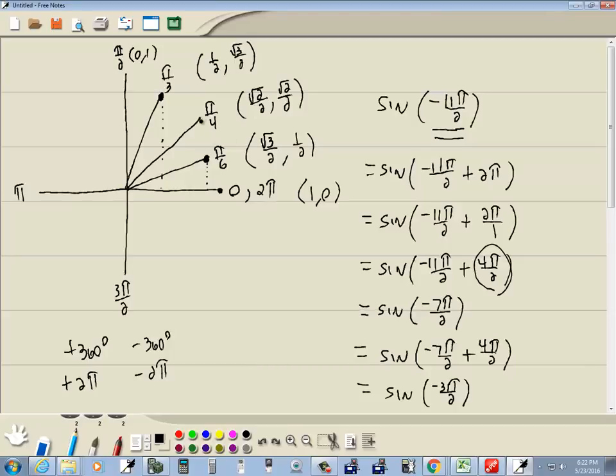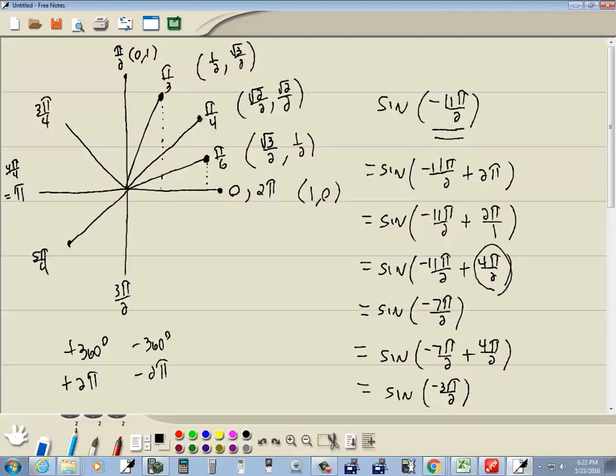Now here's pi over 4. This is 2 pi over 4, or pi over 2. This is 3 pi over 4. This one is 4 pi over 4, which the 4's would cancel and give me pi. So this one down here is 5 pi over 4.